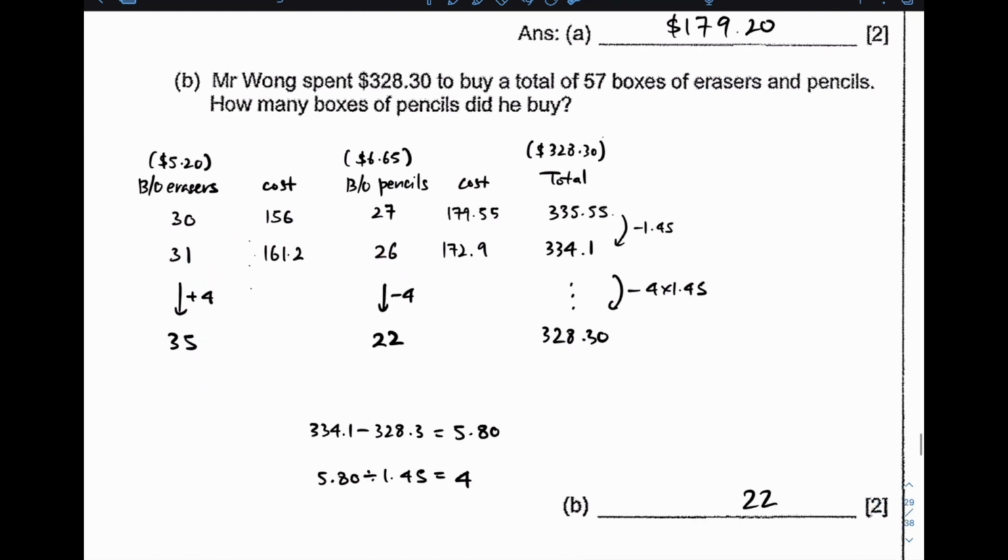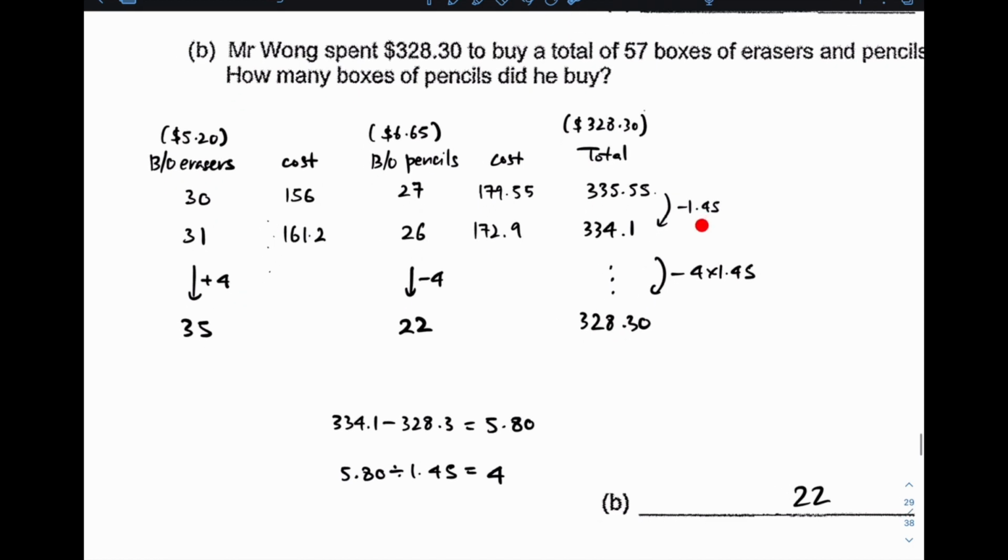Now the price goes down by $1.45. So that's good. It's getting closer to our 328.3. If you keep doing this, you will eventually arrive at 328.3. Because I did this, I found out that the difference is 5.80. And how many 1.45 is it? Because each decrease is negative 1.45, how many 1.45s do you need to decrease to get to 328.3? That's 4 of them. Obviously, you don't need to do this step. You can just keep subtracting, it's just slower. Eventually, you'll get the number of boxes of pencils to be 22.